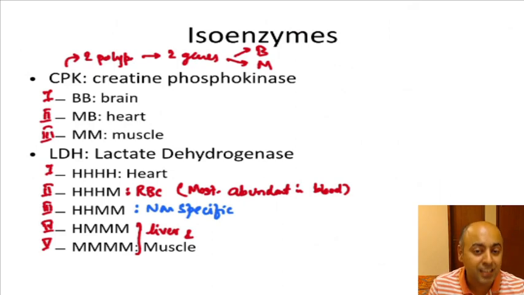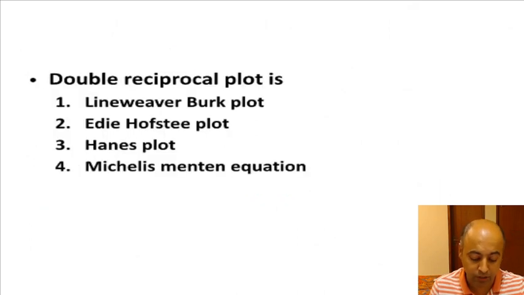So these are some examples of isoenzyme in the different subtypes and where they are present. You can see they are present in the different compartments and different organs in our body. Let's quickly look at some questions. Most of these you should be able to quickly answer.